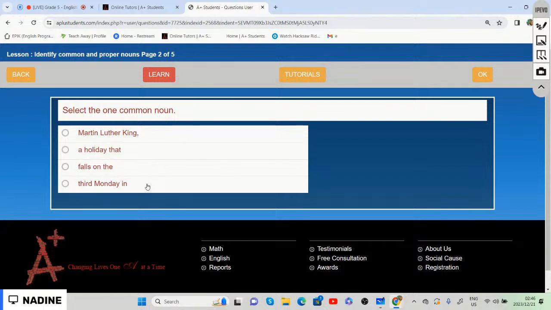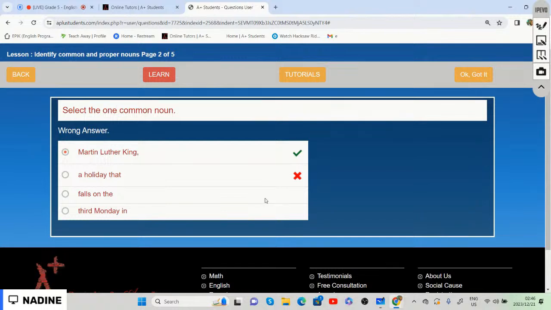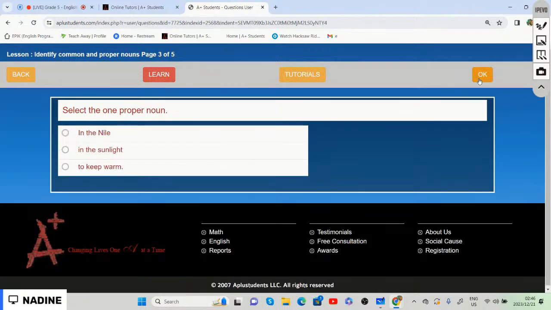And if we select the common noun, it's definitely not Martin Luther King because that is a proper noun. It's definitely not Monday, right? So we're going to go with holiday. Oh, Martin Luther King, that is a specific name. All right. So Martin Luther King, right? Well done, Raja. Usually Martin Luther King is a proper noun because it is a specific name of a person. But well done. Martin Luther King is correct.